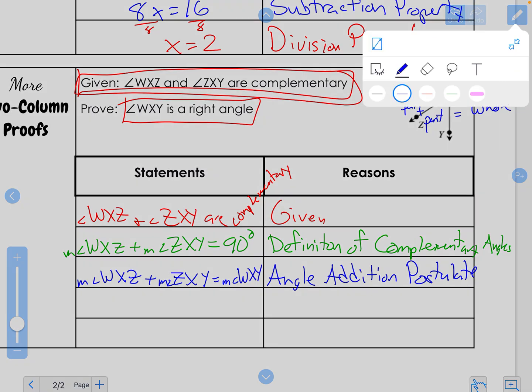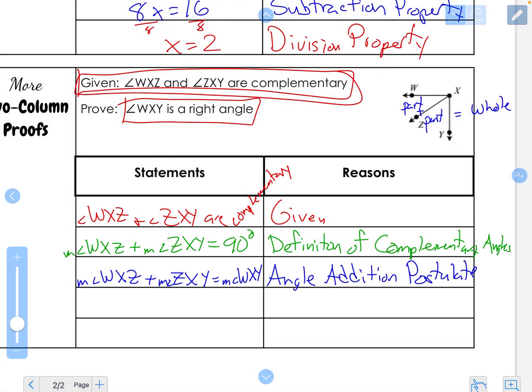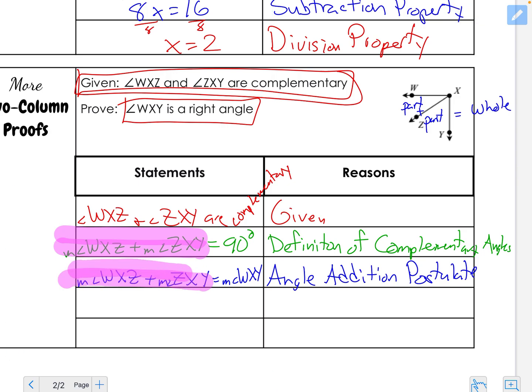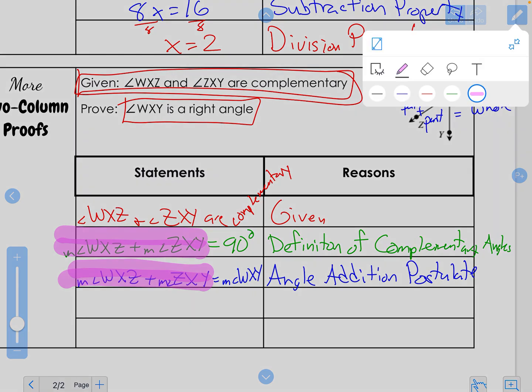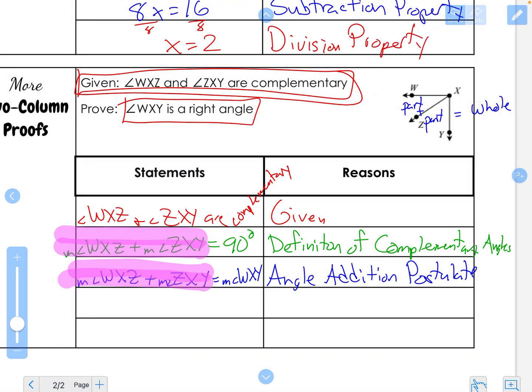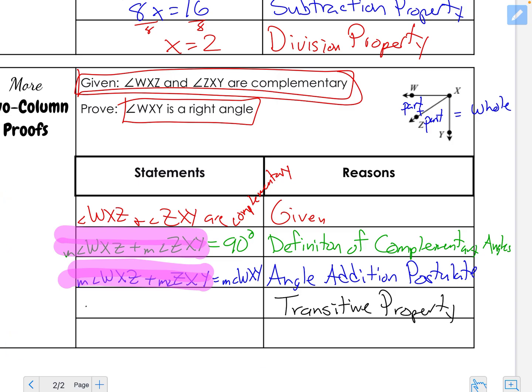And so now I need to use my transitive property. Remember, our transitive property says that if we have the same thing, which is the measure of angle WXZ plus the measure of angle ZXY, twice, whatever those two things equal become equal to each other. So using the transitive property, I know that the measure of angle WXY equals 90 degrees.